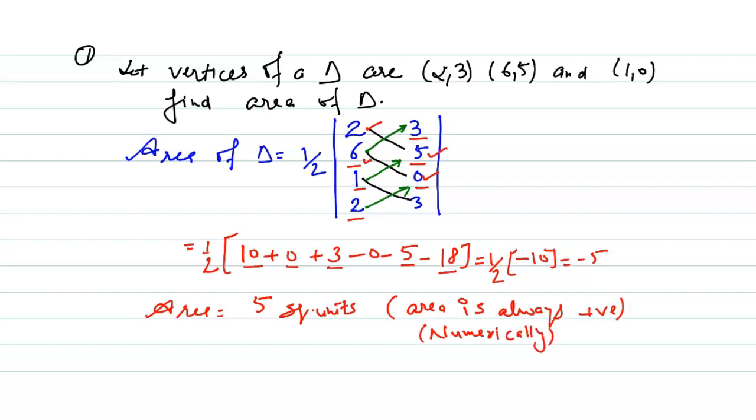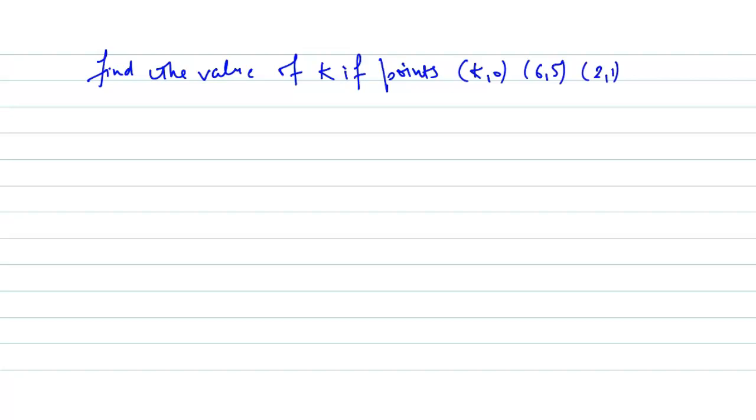Why do we take it as positive? Next question: find the value of k if the points k, 0, 6, 5, 2, 1 are collinear.